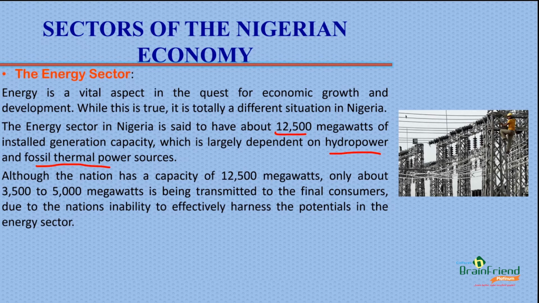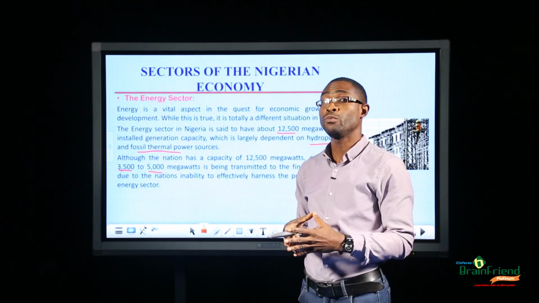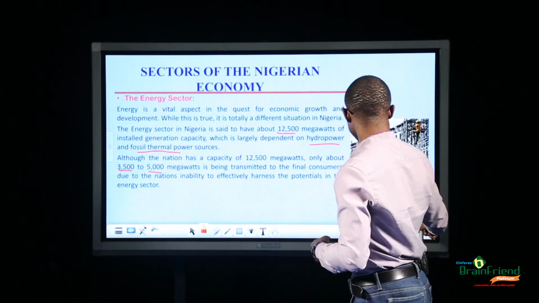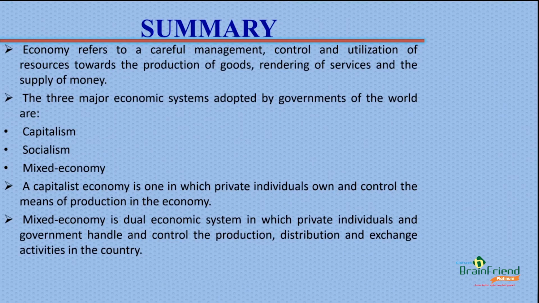Although the nation has a capacity of 12,500 megawatts installed, the country is only able to use 3,500 to 5,000 megawatts in transmission. That means the power sector contributes less to the nation's economy. Having said all this, let's take a quick summary of what we have gathered in our class today.